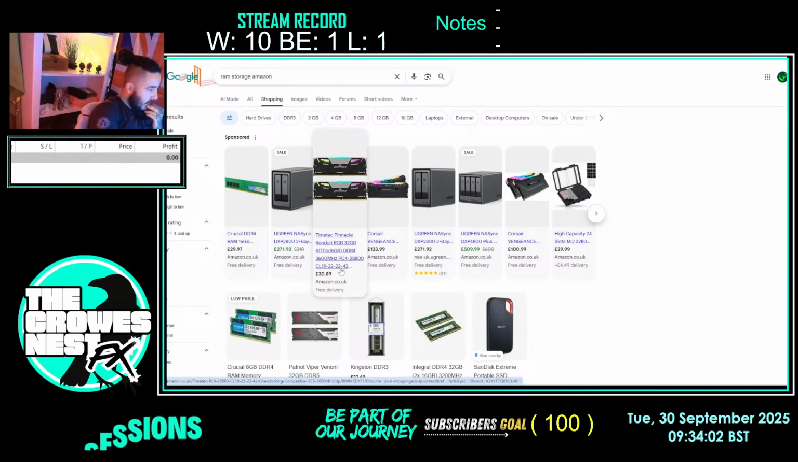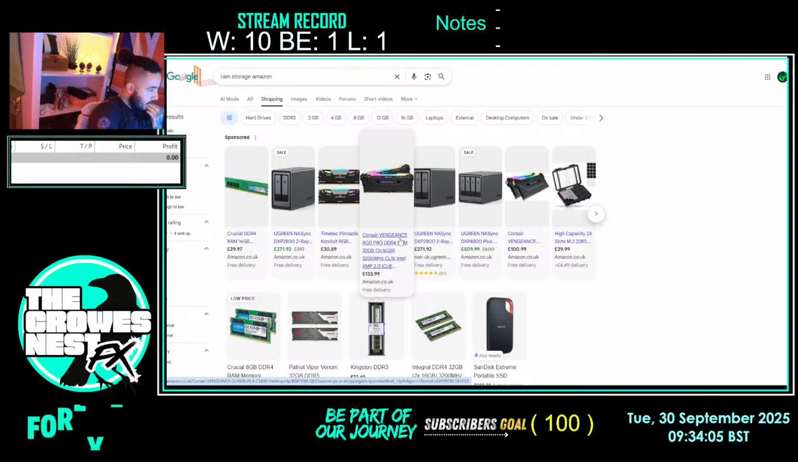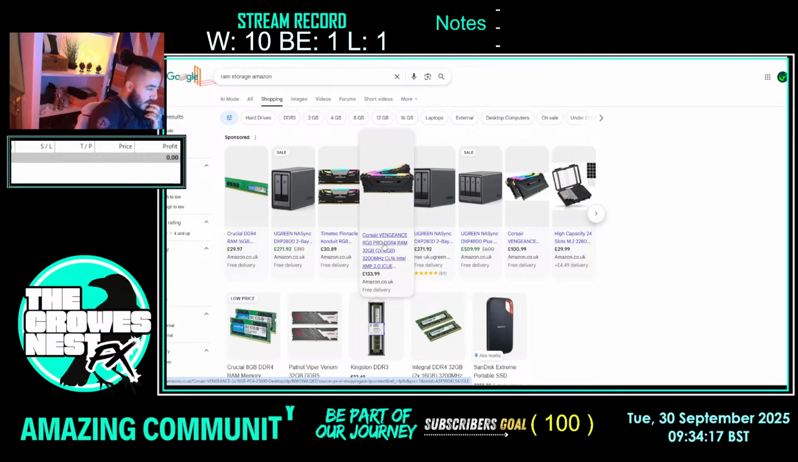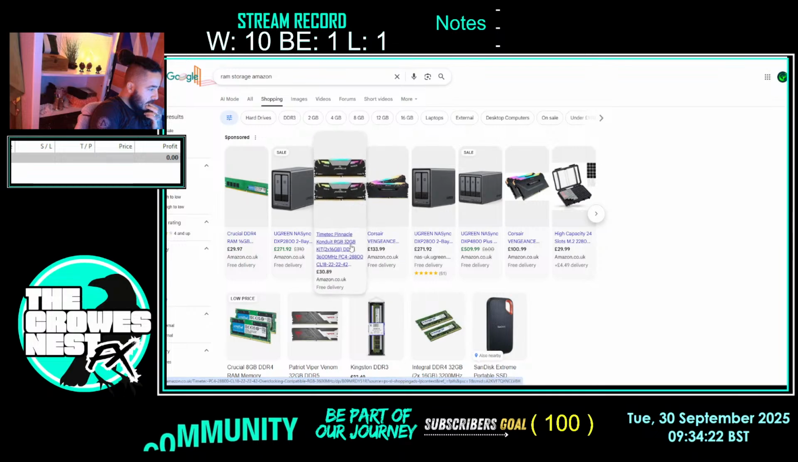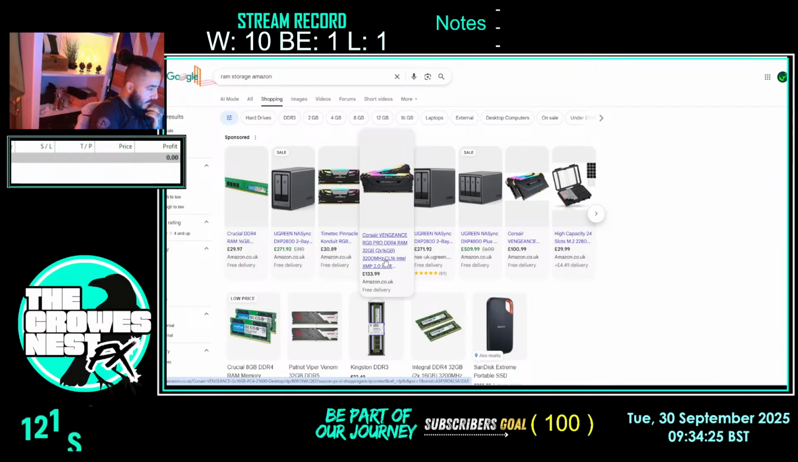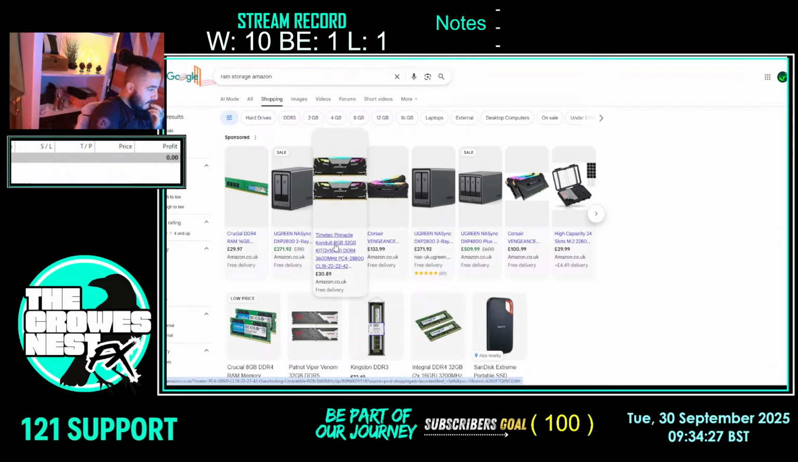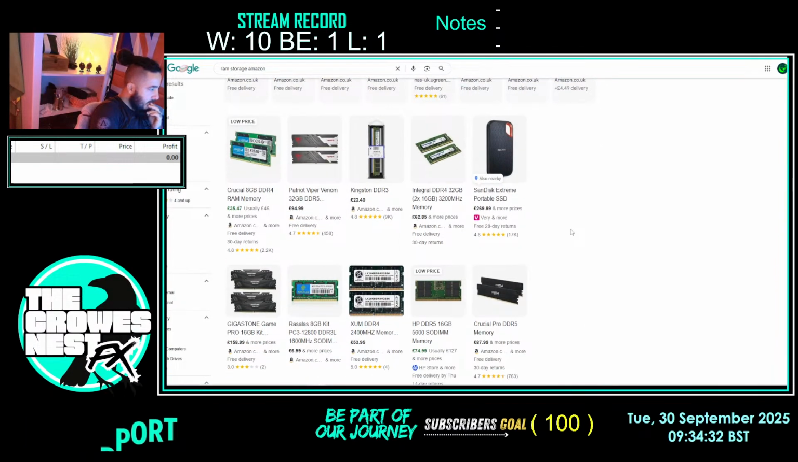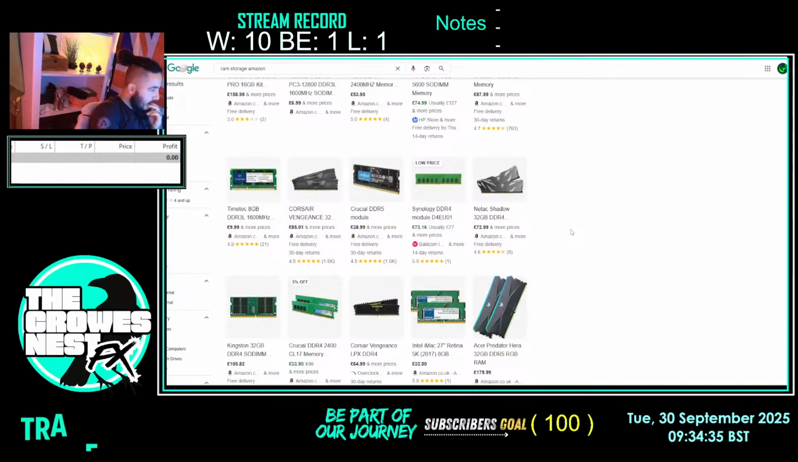But you said Corsair is good. 32 gig, 2 times 16 gigabyte. 130 quid. Why is this 30 quid? And this one's 133 quid. Because one's DDR5, I would imagine, and the other's DDR4. No, they're both DDR4. Hard to say without really looking at it. I thought you knew everything, John.